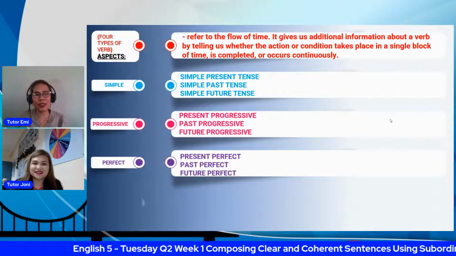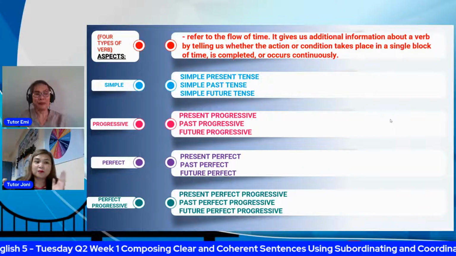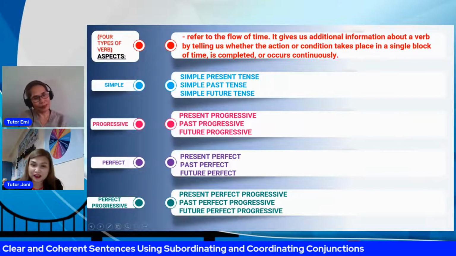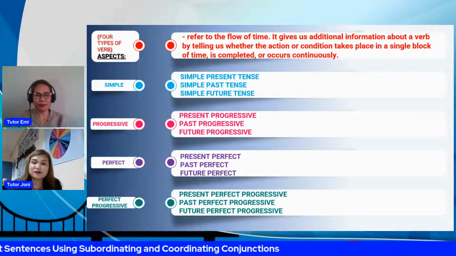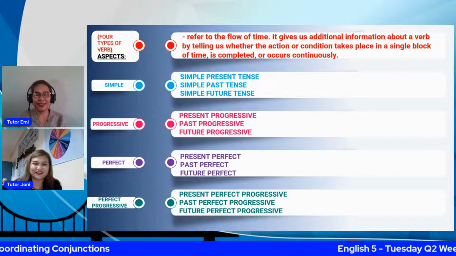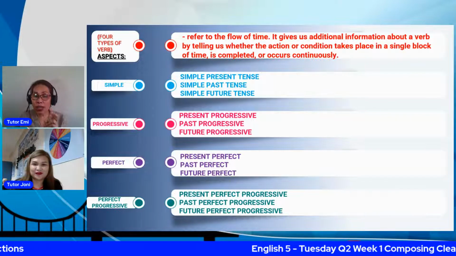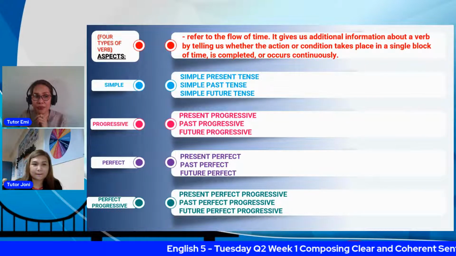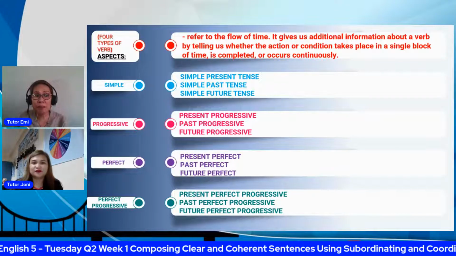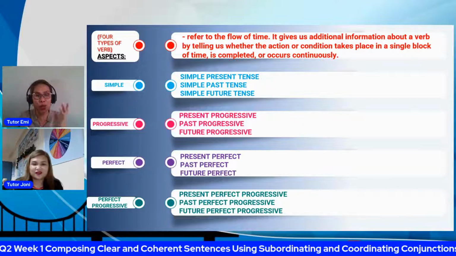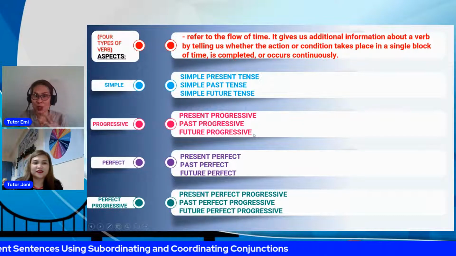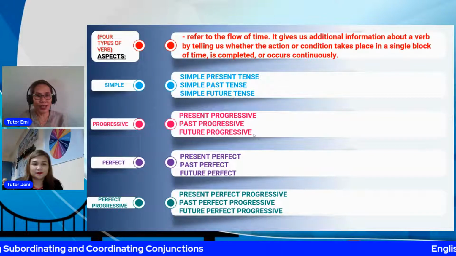And the last one is perfect progressive. So you have present perfect progressive, past perfect progressive, and future perfect progressive. Okay, now if you try to notice there, the perfect progressive is actually a combination of the meaning of the perfect and progressive aspect. Okay, let's try to discuss this one deeper.